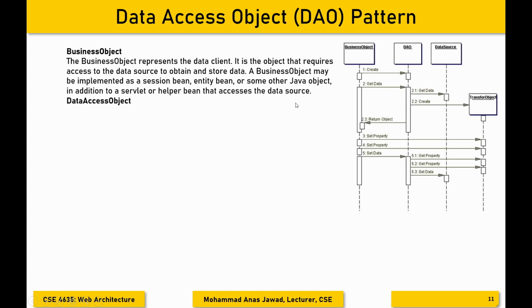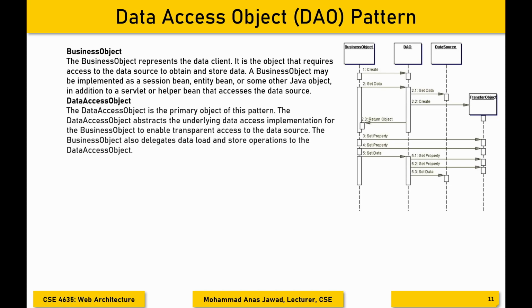Next, we have the data access object, or DAO. So the data access object is the main player in this whole scheme. The data access object abstracts the underlying data access implementation, as we have mentioned earlier, for the business object to enable transparent access to the data source. So the business object, in case it needs access to any information from the database, is going to communicate with the DAO, and the DAO is going to give that information to the business object. So let's see how the DAO plans on actually giving that information to the business object.